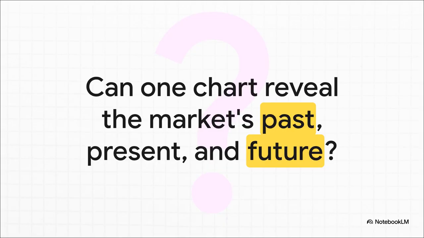So let me ask you something. Is it really possible for just one chart to tell you everything? I mean, the current trend, the momentum from the past, and even potential support and resistance zones in the future? Well, that is the bold promise of the Ichimoku system. And today, we're going to see if it actually delivers.